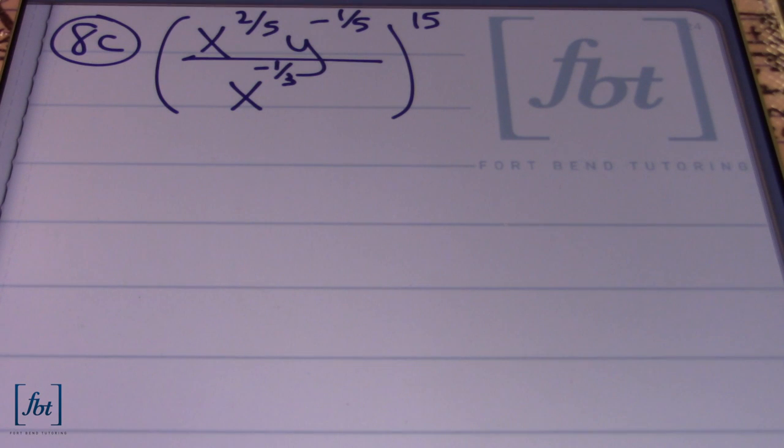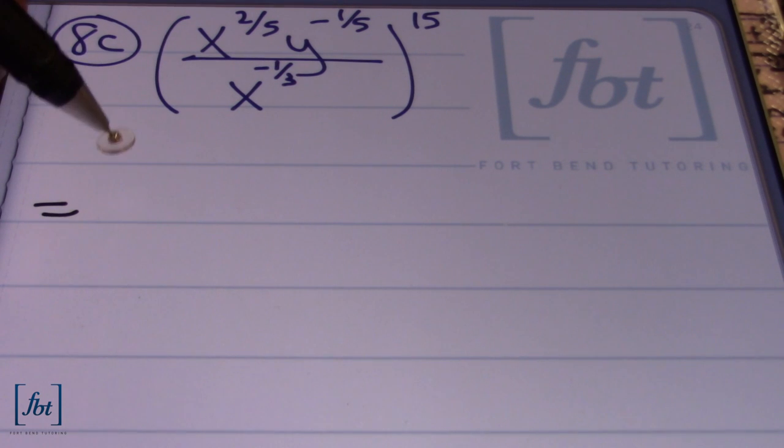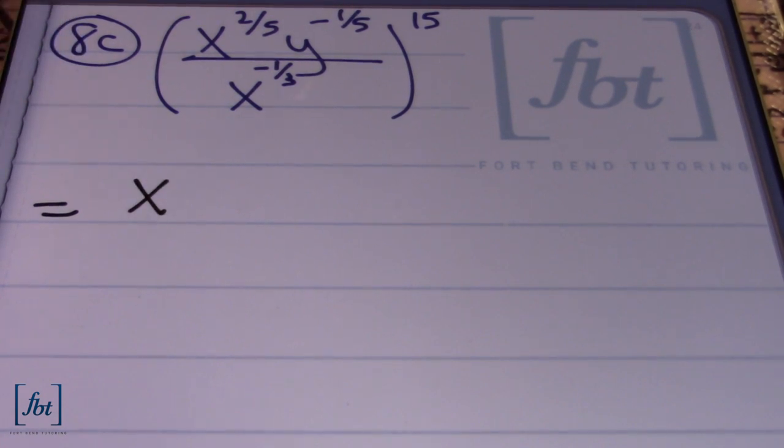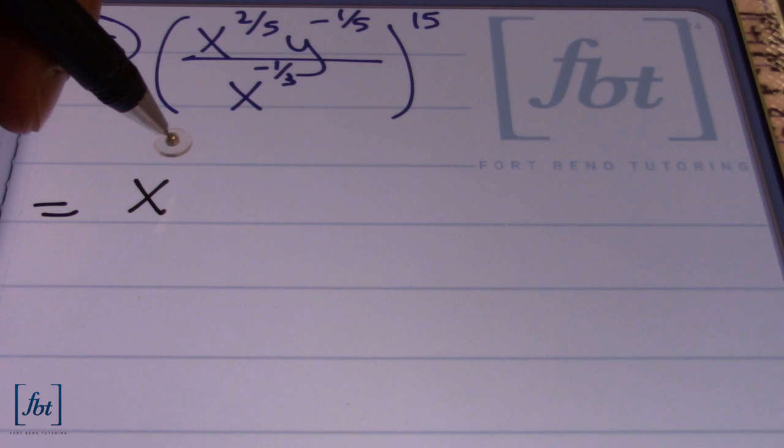Moving on. We have 8c, and with 8c, we have this. I don't even want to say it out loud. It's just so much. But I know that my exponent on the outside is 15. I'm going to multiply 15 times every exponent within here. Okay? Within those parentheses. So I'll end up with x to the 5 goes into 15. 3 times 3 times 2 is 6.